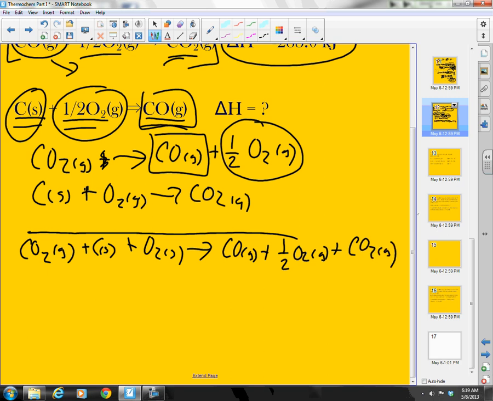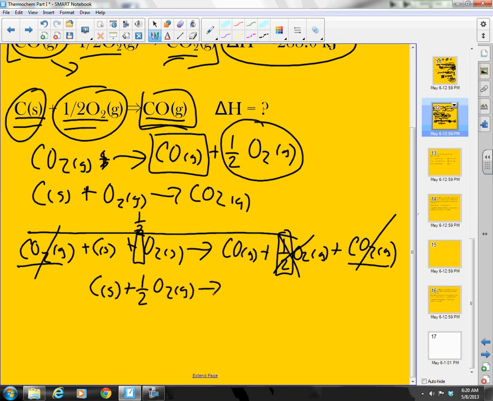But can I simplify this? Well, I have CO2 gas on both sides, and it's 1 mole of each, so I can cancel those. I have 1/2 oxygen on this side, and I have 1 oxygen on this side, so this is eliminated and this becomes 1/2. So I have C carbon plus 1/2 O2 gas yields CO gas, right?